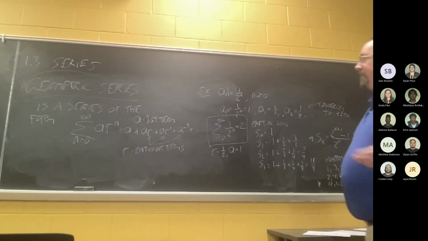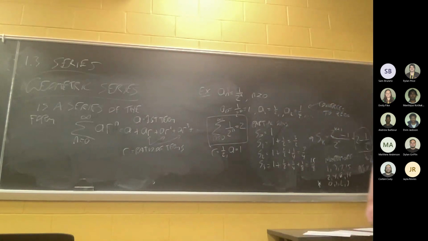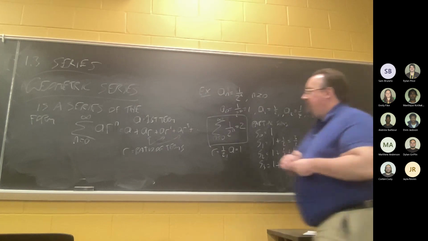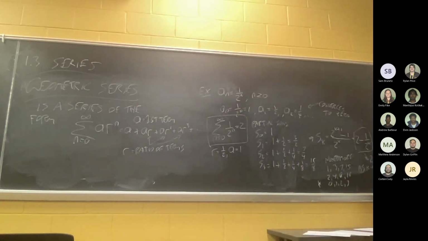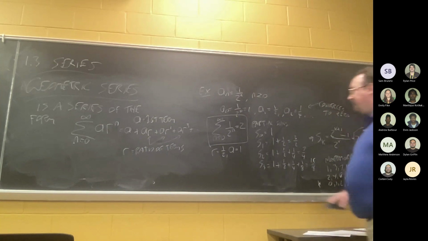For most of our time seeing series, you'll be tasked with figuring out, does the series converge or not? In many cases, even if you know it converges, you won't know what the sum is equal to. But you're not being asked for that. You're just asked, does it converge or diverge? This is an exception. For geometric series, you can figure out whether it converges or diverges, and figure out what the sum is if it does converge.